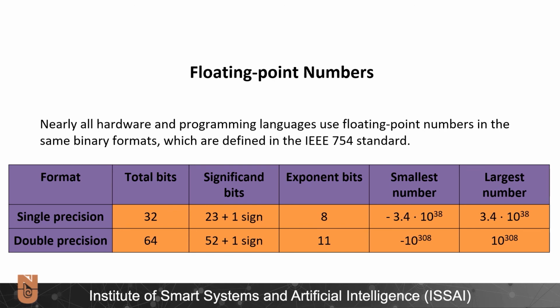For the double precision case, which is 64 bits, we have 53 bits for the significand part and 11 bits for the exponent part. And the smallest number that could be represented using double precision is minus 10 to the power of 308, and the largest number is 10 to the power of 308.